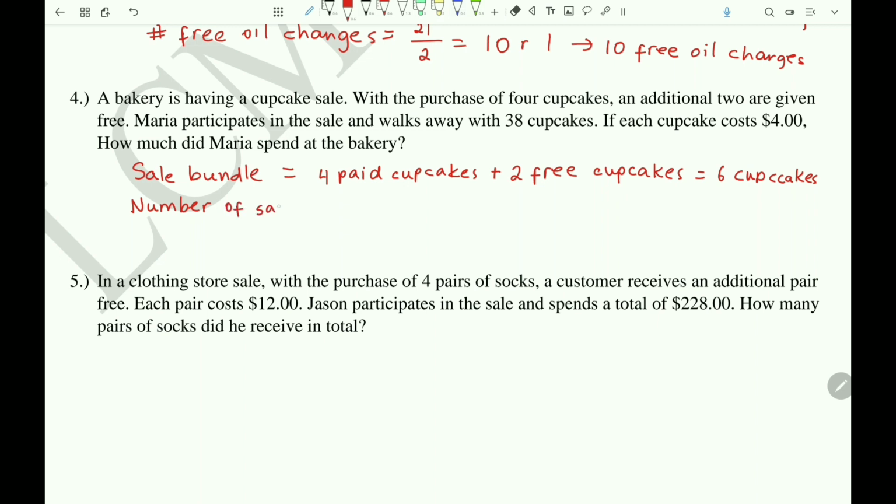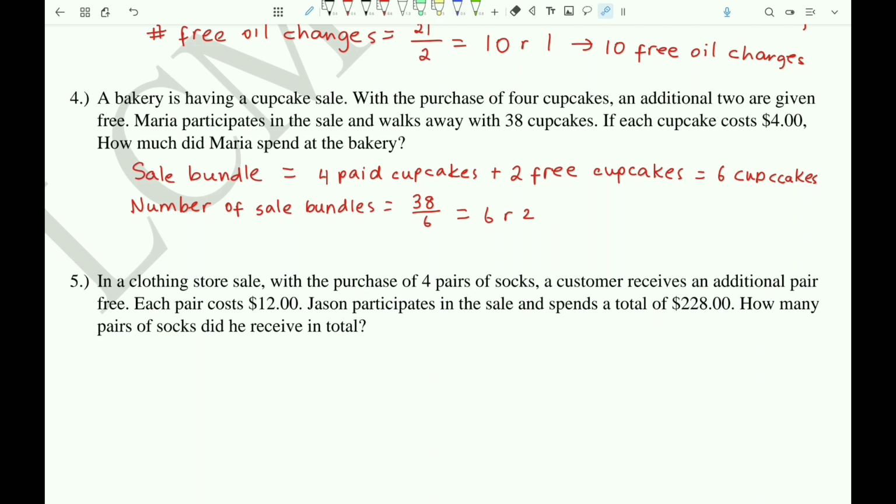So the number of sale bundles, if she received 38 cupcakes altogether, we will divide 38 by 6, the 6 cupcakes in the bundle. Now 38 divided by 6 would be 6 remainder 2, which means that she received 6 full sale bundles and 2 extra cupcakes. Right, now this remainder 2 represents 2 extra cupcakes that were bought, and these 2 cupcakes were again not enough to receive additional free cupcakes, right?